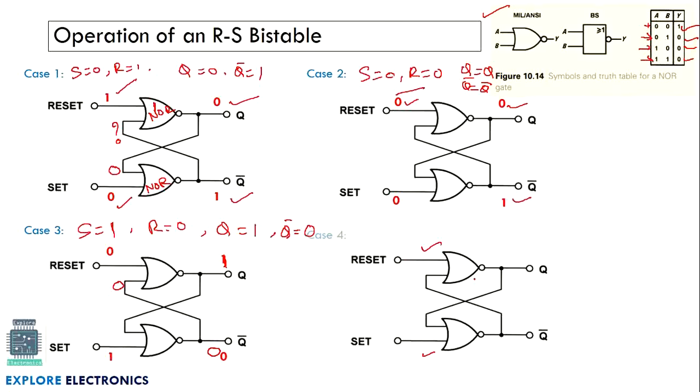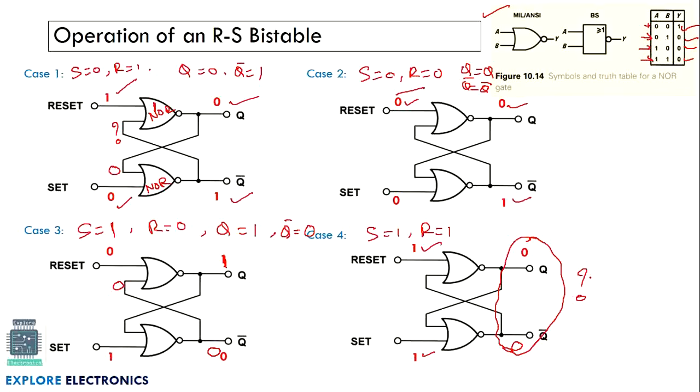Now let us analyze the fourth case by giving 1 1 at R and S. Here S is equal to 1 and R is also equal to 1. When both the inputs are 1, we know that if one of the inputs is 1 for the NOR gate, it gives 0. Here also one of the inputs is 1, it gives 0. But does this case satisfy our bistable condition? No. Bistable means the outputs Q and Q bar should be complementary to each other.